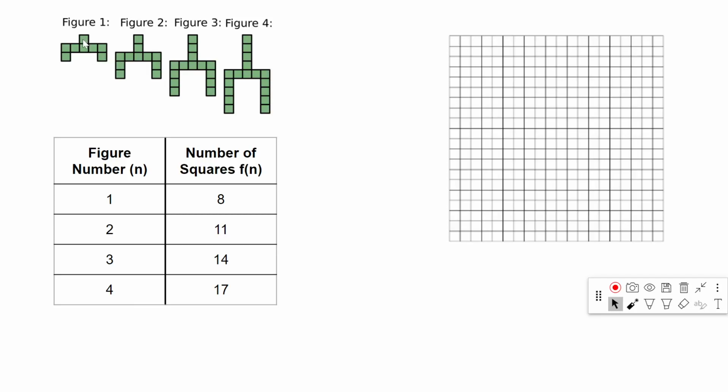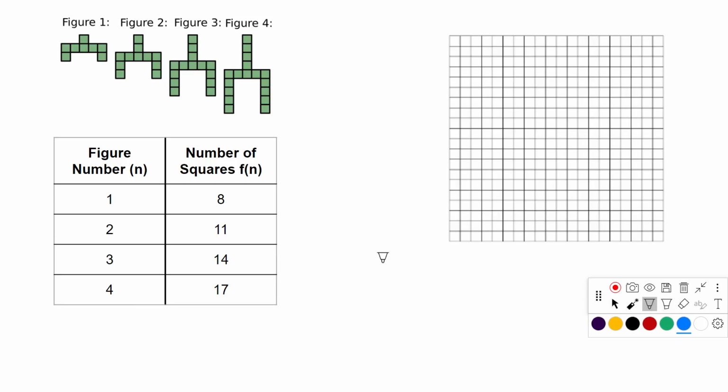So figure 1 has 1, 1, and 1. Figure 2 has 2, 2, and 2. Figure 3 has 3, 3, and 3, and so on. Now we're going to be looking at total number of squares. So figure number 1 has a total number of 8 squares. Figure 2, we added 3 more to get 11.